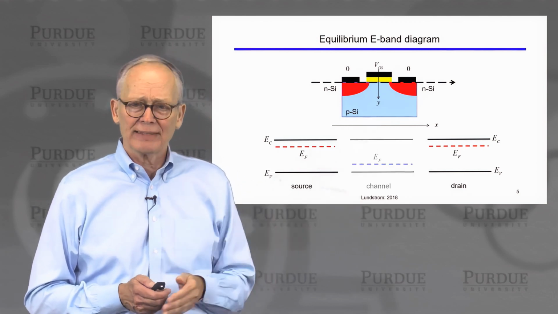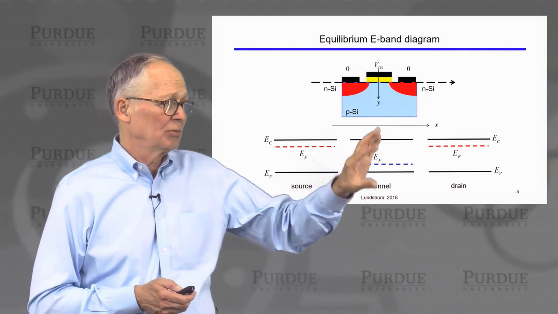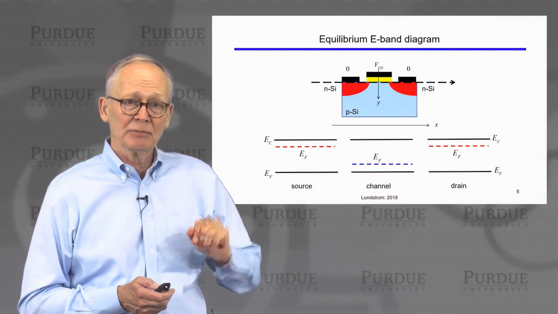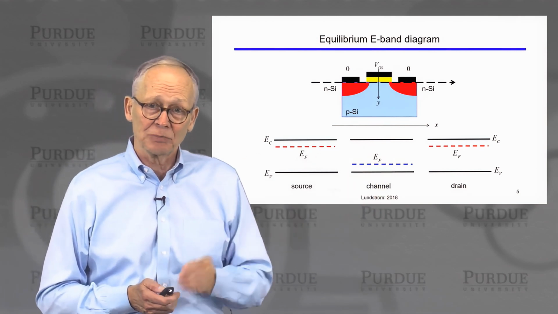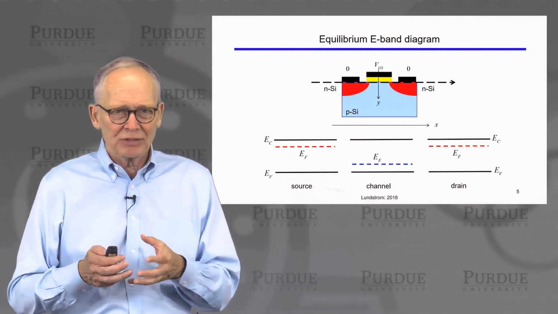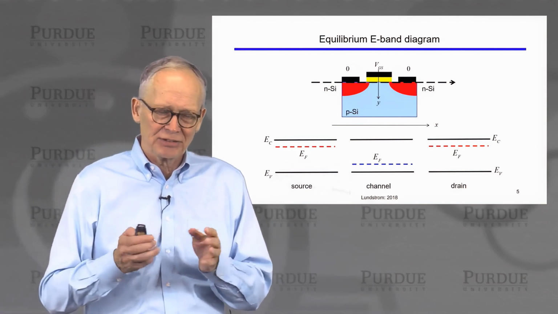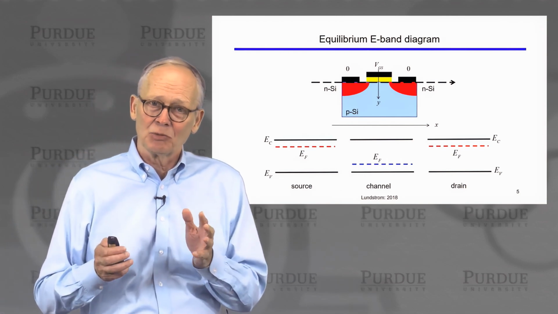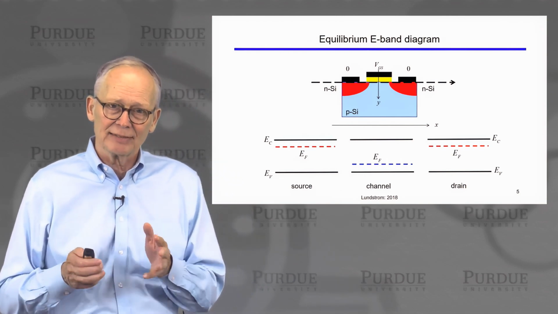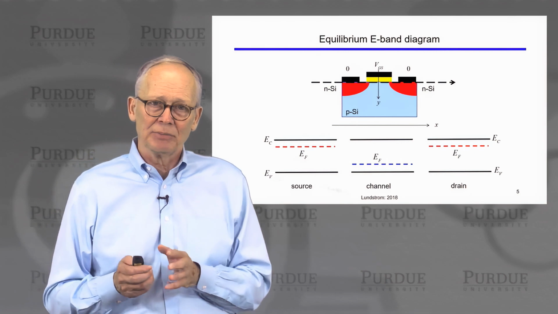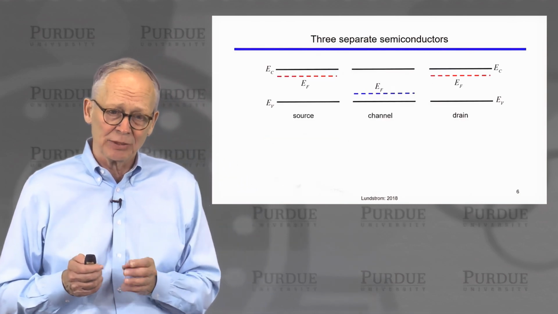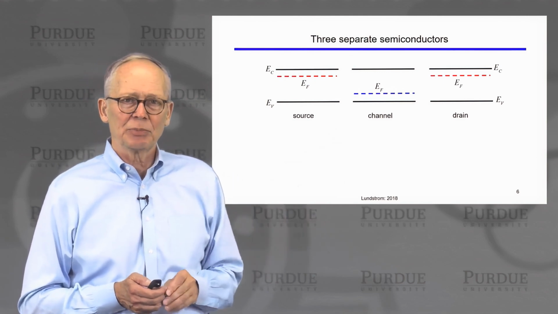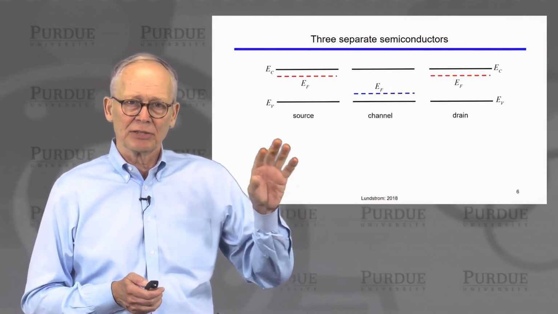But the channel is a P-type semiconductor. So if I just had a P-type semiconductor, I would have an energy band diagram with the Fermi level near the valence band. Okay, now we're going to put these all together, and there's going to be transition regions, and bands are going to bend. But the Fermi level won't bend. The Fermi level will be constant because we're drawing an equilibrium energy band diagram, at least to begin with. Okay, so let's think. We have three separate semiconductors representing the source, the channel, and the drain.